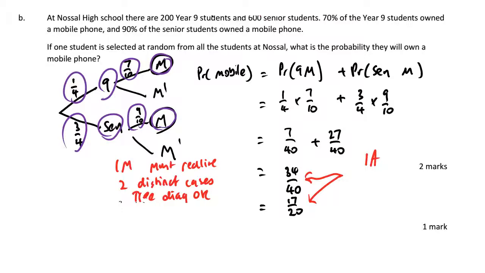So the probability that you're going to have a mobile phone means the probability you're Year 9 and have a mobile phone, plus you're a senior and you've got the mobile phone as well. And so you just work all that out and it ends up coming down to 17 over 20, or 85%, if you want to put that in terms of percent. But you don't, because you prefer to write it as a fraction, because fractions are good and decimals are evil, and you always want to be good, don't you?